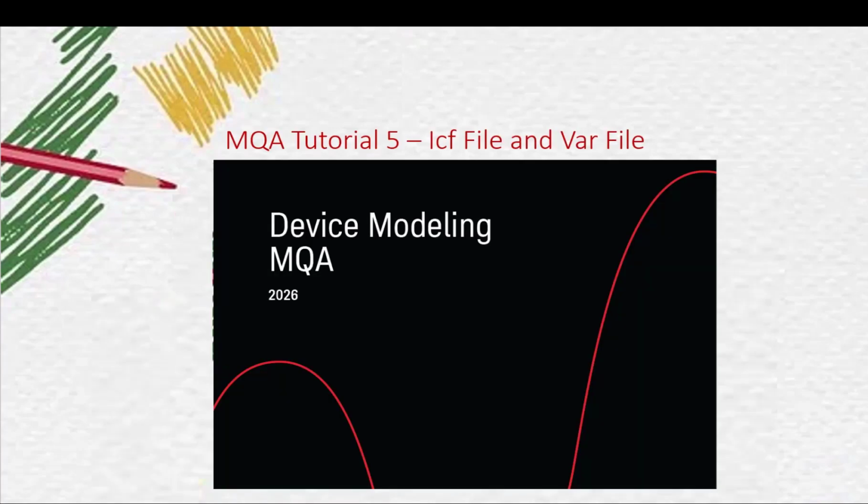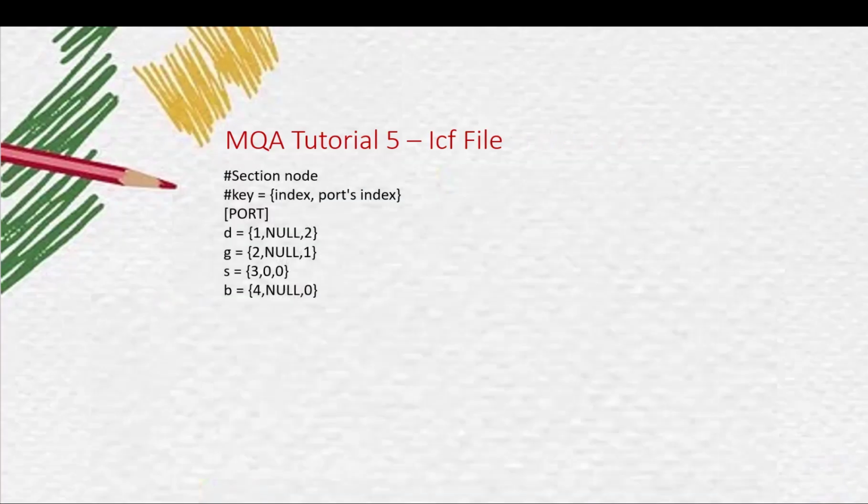We'll take a look at the Icf file and var file today. The first section of the Icf file defines the node. It is the node section. So the definition is also very simple. And this is a commonly seen one like DGSB, and the three arguments for the DGSB.